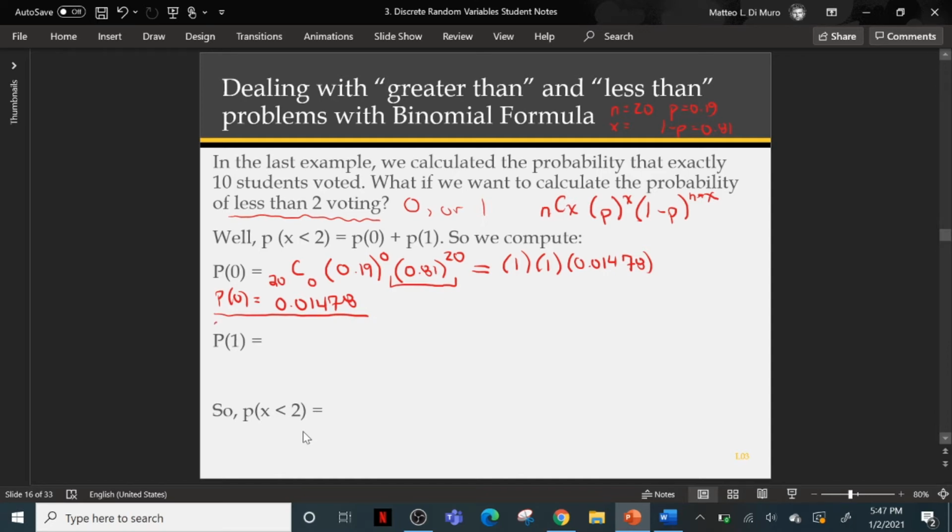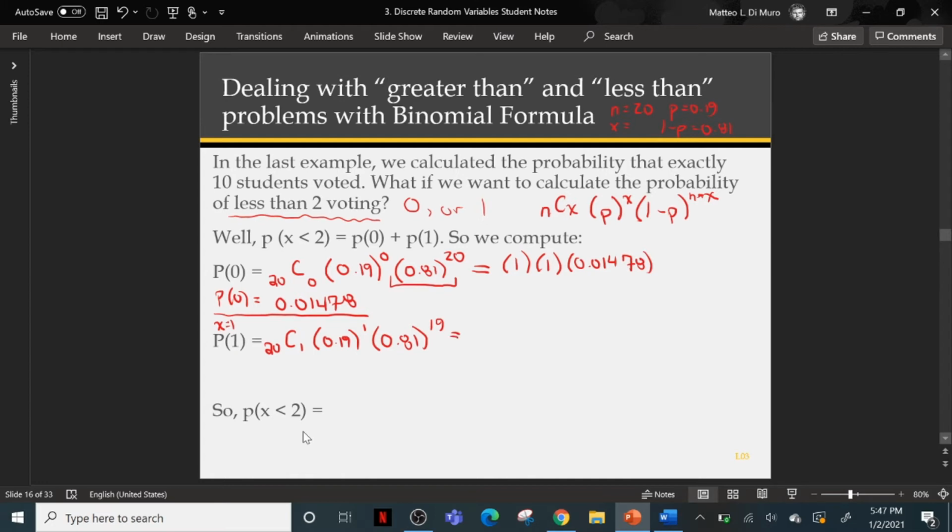So the only thing that's happening here is that x is equal to 1. All the other data in the question stays the same. So n is 20, you go 20C1, and then 0.19 raised to the power of 1, 0.81 raised to the power of, remember, n minus x, so 20 minus 1, that's 19. I like to save myself that work, and I just do it in my head.